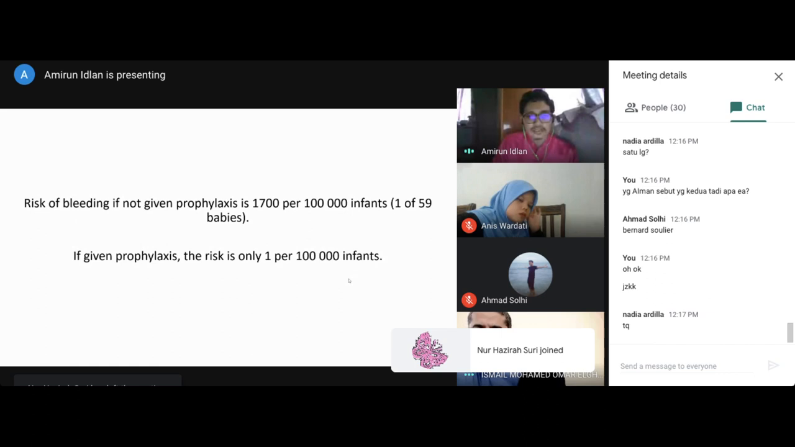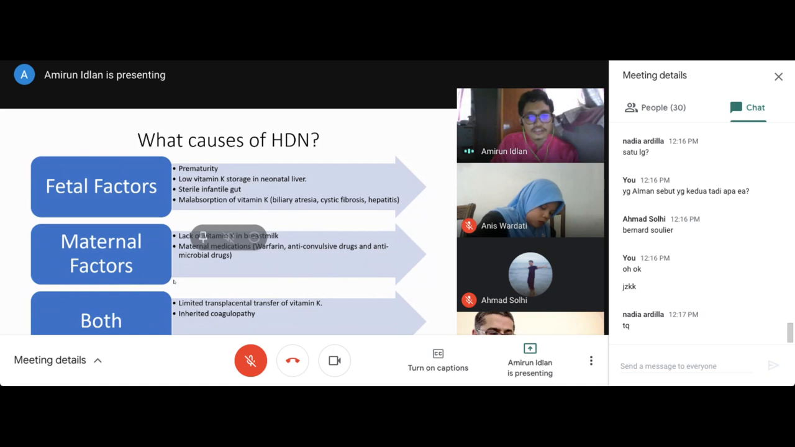Okay, for the etiology, I basically divide into fetal, maternal, and also combined factors. For the fetal factors, the first will be prematurity, because in prematurity there will be low vitamin K, and low vitamin K exposes to vitamin K deficiency bleeding. And also, the neonatal liver has low vitamin K storage at that time, so it is also predisposed to vitamin K deficiency bleeding. And also, as I said before, the sterile gut, so there will be no bacterial growth during that time and no vitamin K production. And also another thing, mostly at late onset, which is malabsorption of vitamin K, for example biliary atresia, cystic fibrosis, and also hepatitis.